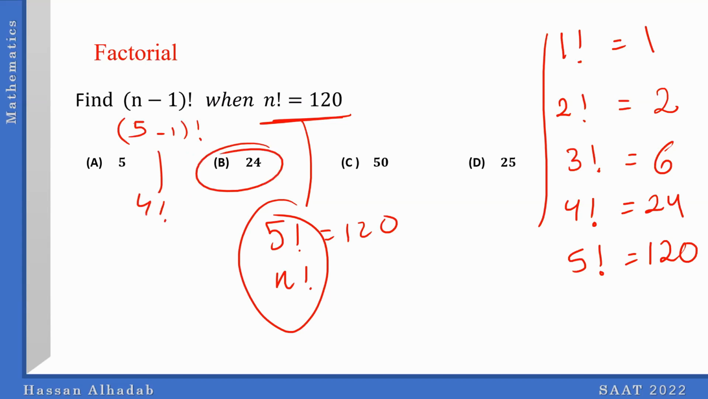The answer is 24. So this type of problems, sometimes they come with an exponent, like the power of 2 or power of 3. The idea is sometimes they test you. They want to know if you know the factorials, like 1, 2, 3, 4 till 5.